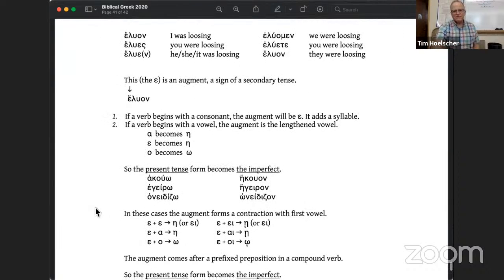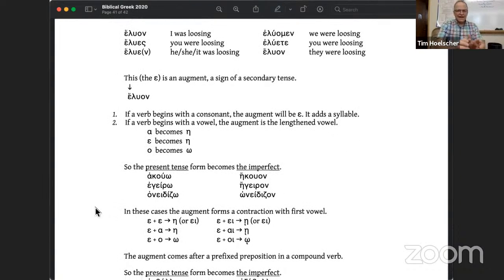However, we only add that epsilon. Well, we always add the epsilon technically. In the technical sense we are. But you only see the epsilon if you have a consonant. So if the verb's stem starts with a consonant, such as luo starts with a consonant, it's a lambda, then we add an epsilon. If it begins with a vowel, then we are going to heighten those vowels or lengthen those.